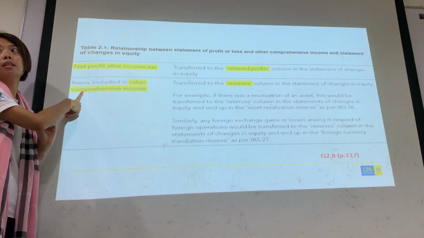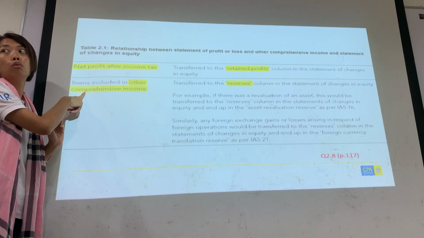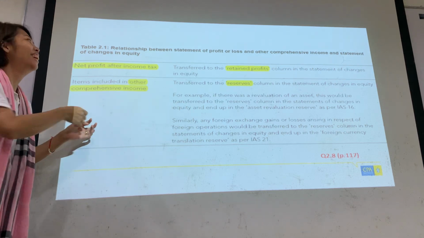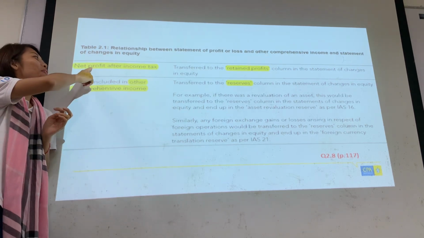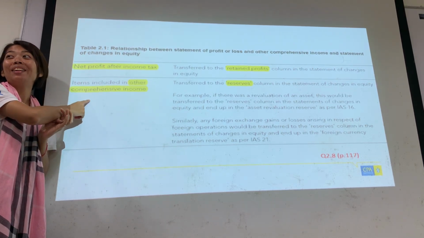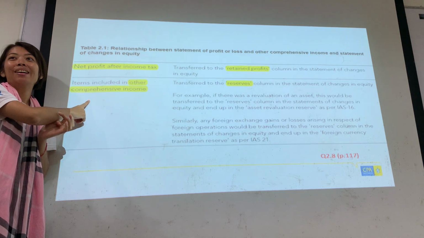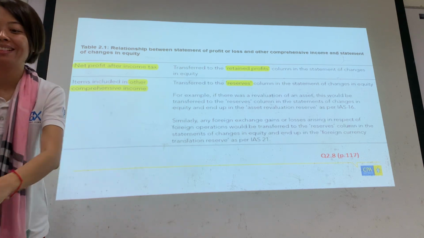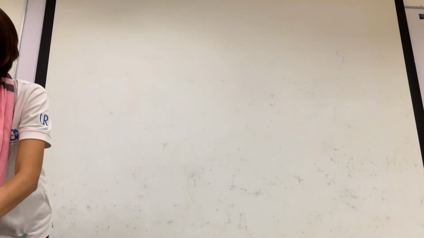And then one more thing I would like to ask you, this plus this is equal to what? The easiest question. This one plus this one is equal to? Profit for the year plus OCI is equal to comprehensive income.